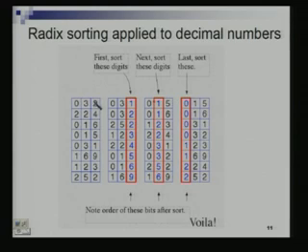Now, there is nothing sacrosanct about binary numbers. I can also apply the same technique to decimal numbers. So, what do I do? First, I sort with respect to the rightmost digit, which means that the 1s would come before the 2s, would come before the 3s and so on. Again, the sorting is stable.